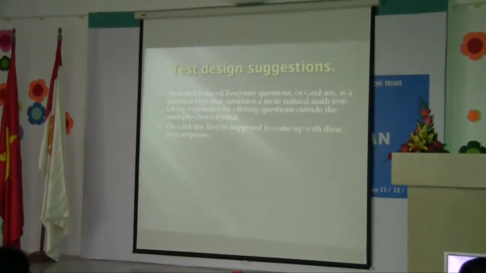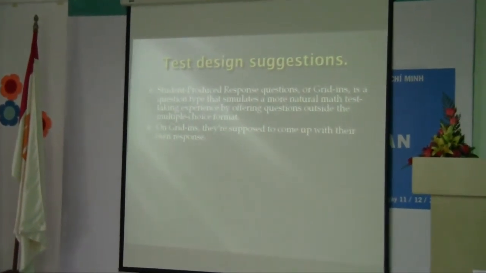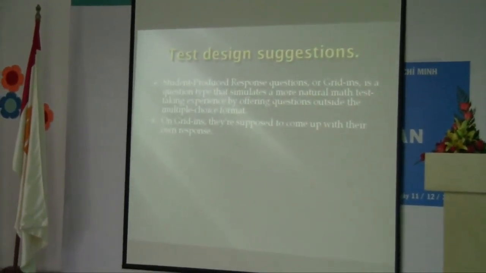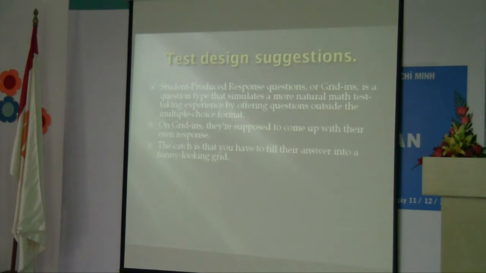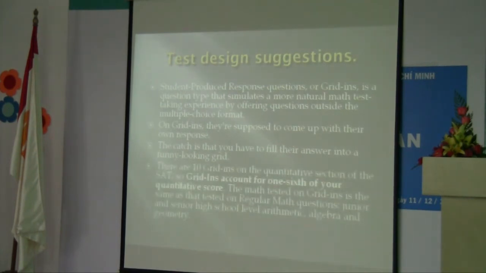Now, these are the things that you have to take note of about the grid-ins. They're supposed to come up with their own response. The catch is that you have to fill their answer into a funny-looking grid. Later, we're going to see it. There are 10 grid-ins on the quantitative section, or the mathematics sections, of the SAT. So grid-ins account for 1/6 of their quantitative score. In all of these sections, there is always a grid-in question.